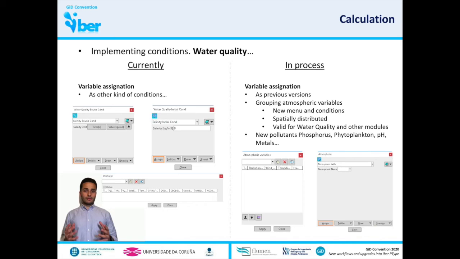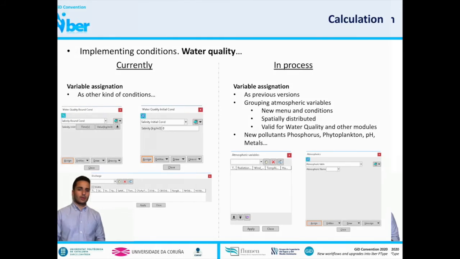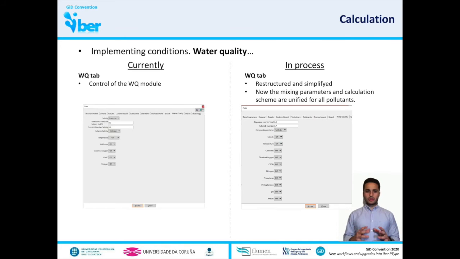New pollutants have been implemented in the water quality module, such as phosphorus, phytoplankton, pH, metals. Likewise, a new menu has been created to spatially introduce the most significant atmospheric variables. The control tab of the water quality module has been restructured and simplified to make its use more agile and simple. Now the mixing parameters and calculation scheme have been unified for all pollutants.